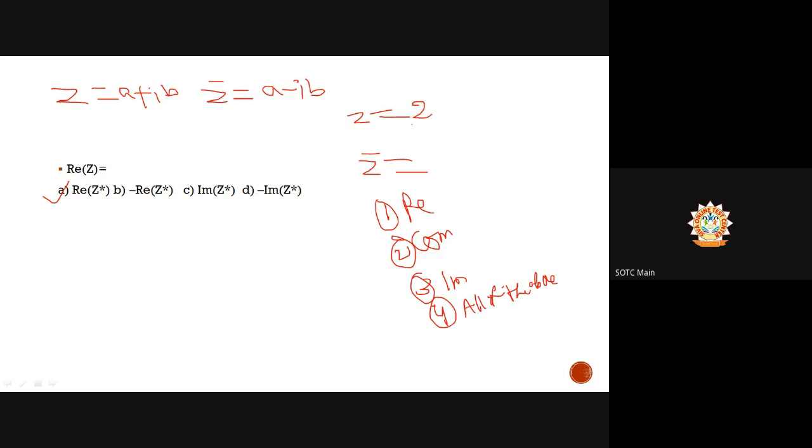Because if z is a real number, let us suppose 2, it has only a real part. Z is a real number if it does not have an imaginary part, right? 2 plus i of 0, if nothing is there, i of 0. So here it will become 2 minus i of 0, which is nothing but 2 only. It is a real number. Option 1 is correct, right? Clear?